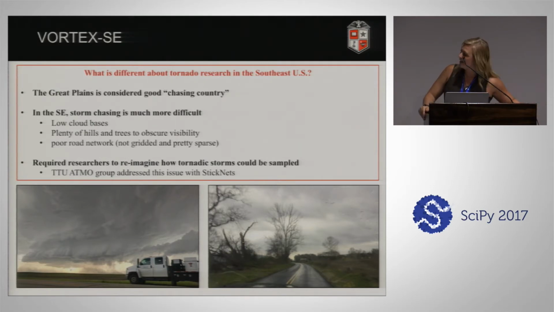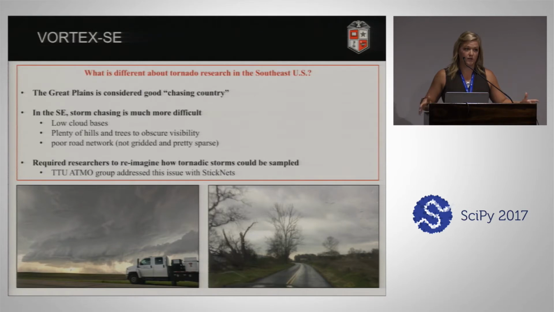But on the right is a failed deployment spot in the southeast, in northern Alabama. There's trees, there's hills, the cloud base is really low, the road network is curvy and sparse, and you can't really do a radar-oriented or any other deployment, because how do we get to the tornadoes? Through the road network. And so it's not very good chase country down there. So we wanted to reimagine it and still be able to study it.